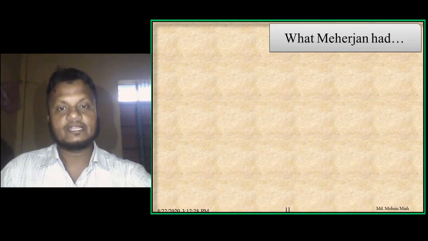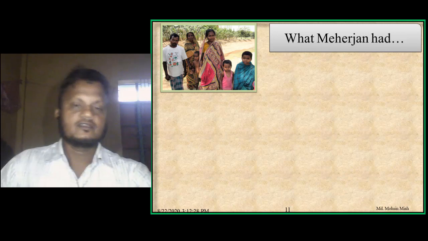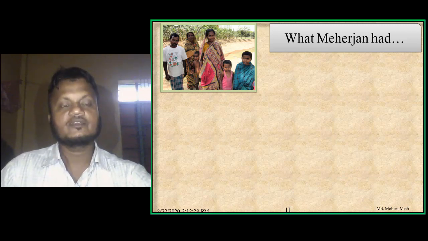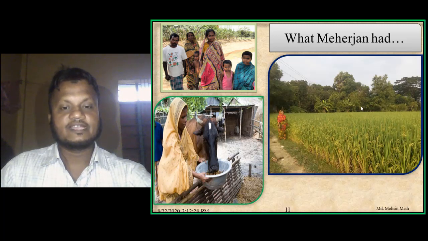Now I am going to give you another piece of information about Meherjan. What did Meherjan have? If you look back to the family of Meherjan, we will see that Meherjan had her husband, her in-laws and her children. She had a happy family. She had cattle, two or three cattle in her house, and she had cultivable land, and all the year round she got different types of crops from the land.